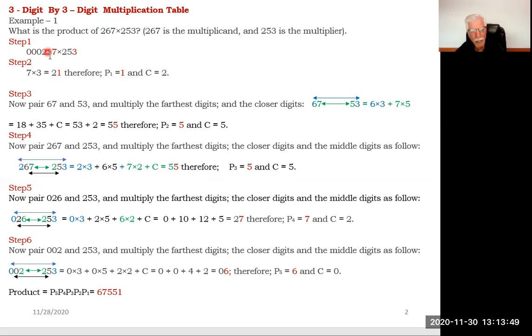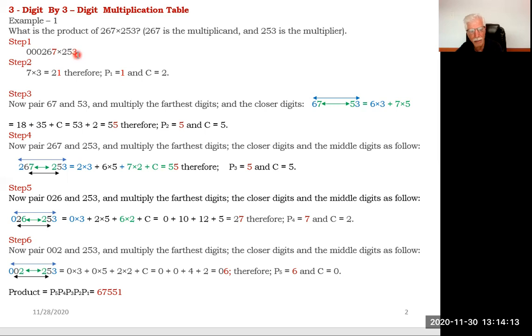Now we move again one digit to the left-hand side. We don't move this multiplier anymore. We just keep it as it is when we reach the end of the multiplier. So from this step onward, 253 remains the same.